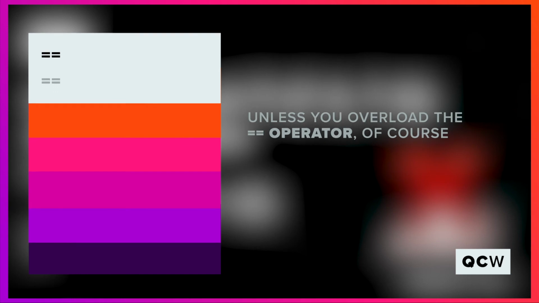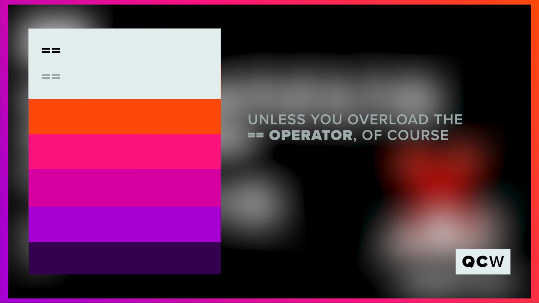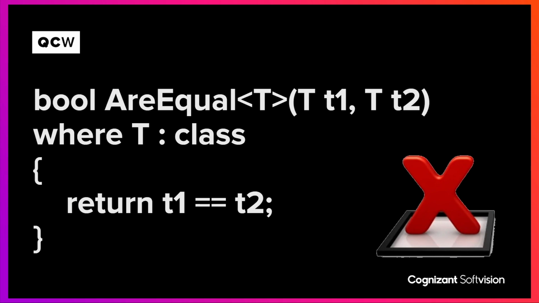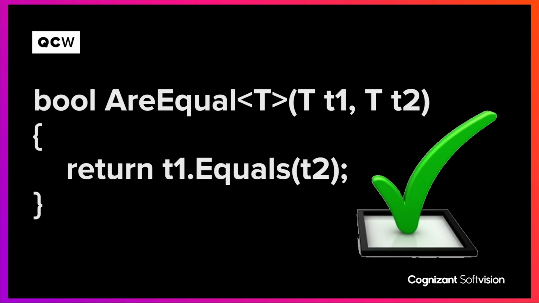Even if you restrict T to be a reference type, like this, using the double equals operator would introduce bugs that could be really hard to find. The equals method won't cause any issues because it's virtual and the correct override will be selected at runtime. So in this case, this is the correct thing to write.